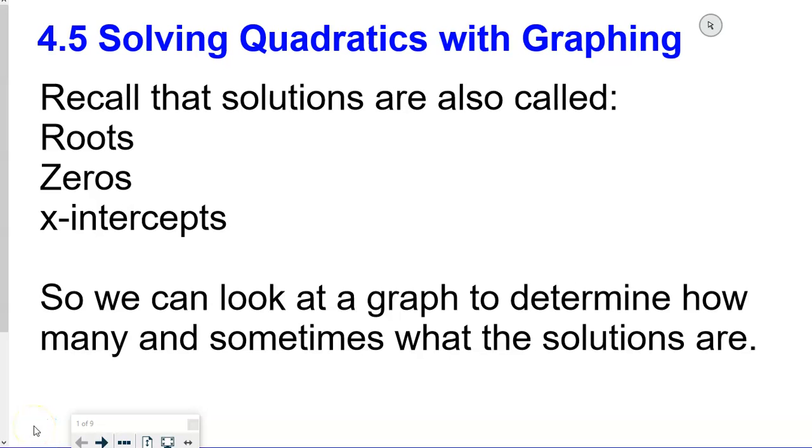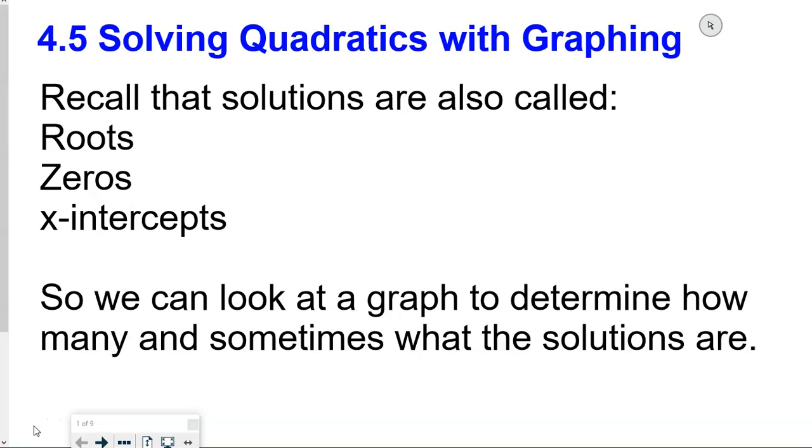So in this lesson today, we're going to talk about how to solve quadratics with graphing. First of all, we need to recall that solutions are also called roots or zeros or x-intercepts. So in the directions of the question, if it asks you for one of those other things besides solutions, i.e. roots, zeros, or x-intercepts, then we're talking about what we are going to see today in the graphs.